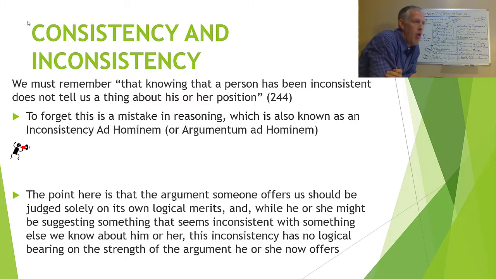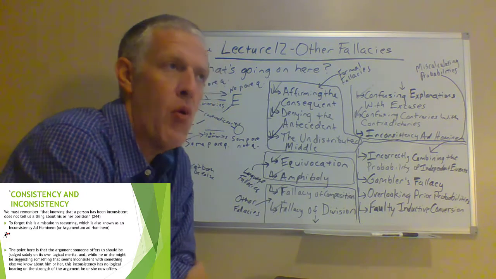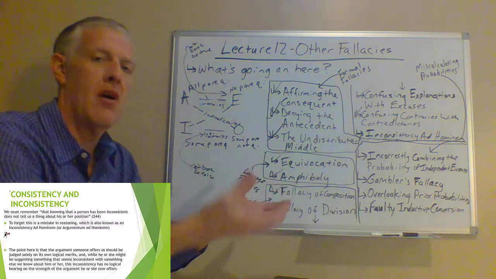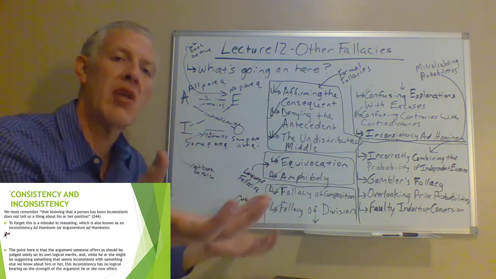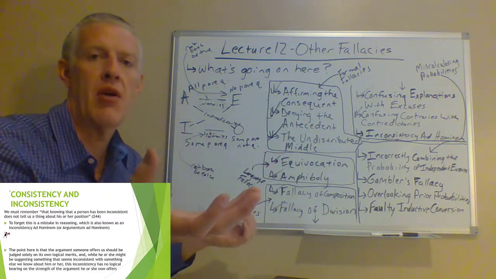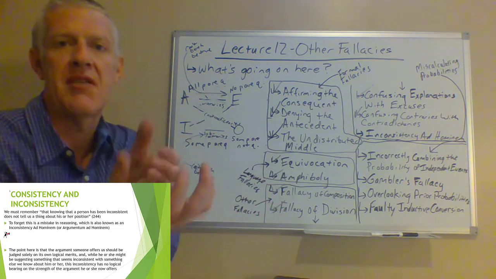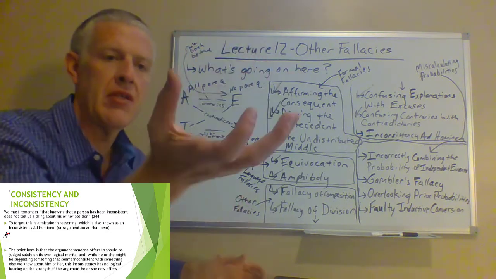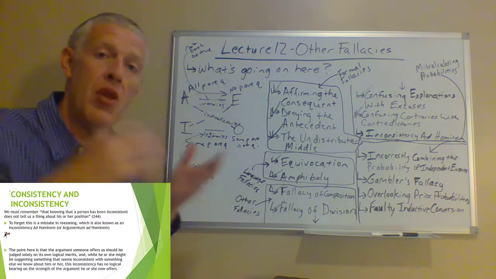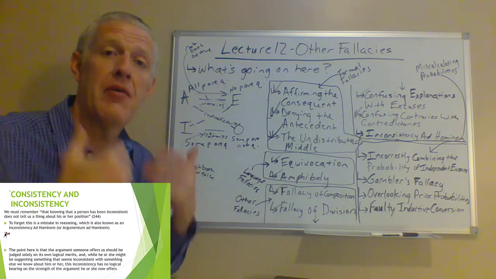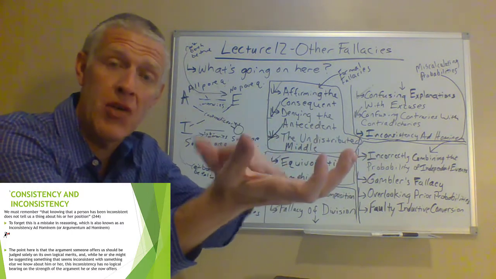What's going on here? Well, the person guilty of the inconsistency ad hominem is pointing out that the source of the current position or argument formerly held a position or offered an argument that was at odds with the current one. It wasn't consistent. As if that's then reason to reject the current position or argument. Well, no. We always have to assess the current position or argument in and of itself for its own merits.